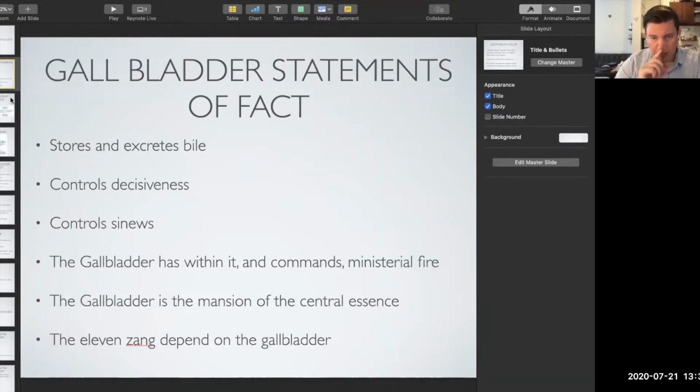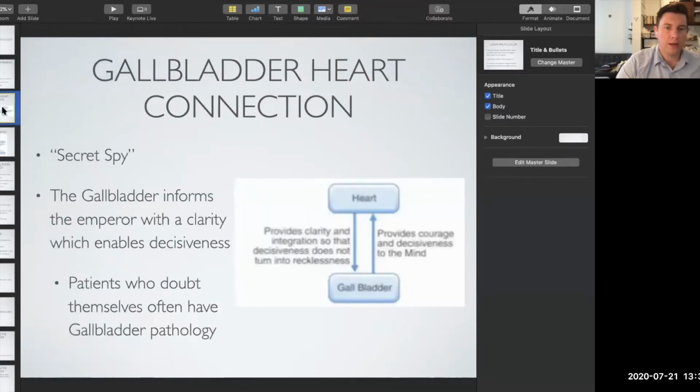So yeah, that's our statements of fact on the gallbladder. It seems fairly straightforward until you start thinking about the degree to which phrases like controls decisiveness matter. The gallbladder doesn't do a ton of things, but the things it does do are wildly important. So the gallbladder, just a couple of things from me. Well, I guess we'll do this with the next slide. So the gallbladder has this connection to the heart.